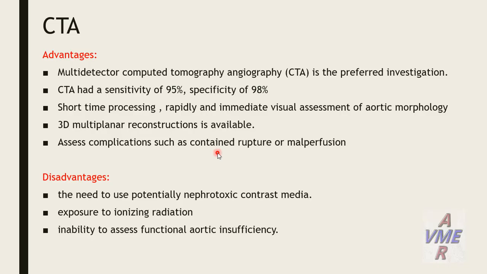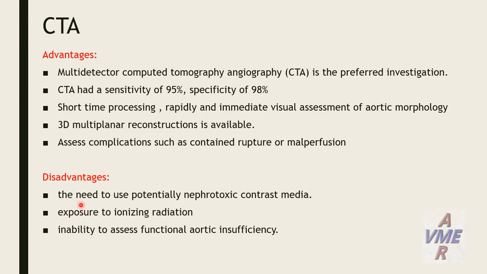CT angiography. Advantages of CT angiography: multi-detector CTA is the preferred investigation for acute aortic dissection. CTA has a sensitivity of 95% and specificity of 98%. It has short processing time, and rapid and immediate visual assessment of the aortic morphology. 3D multiplanar reconstruction is available. It assesses complications such as contained rupture or malperfusion.